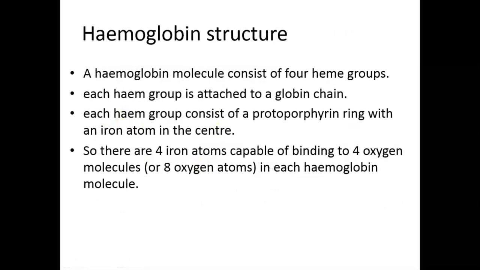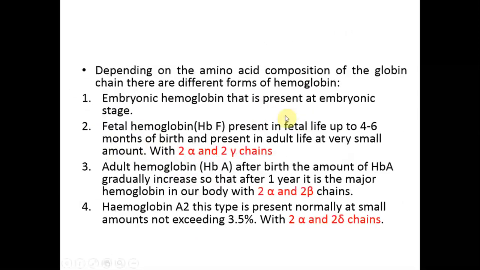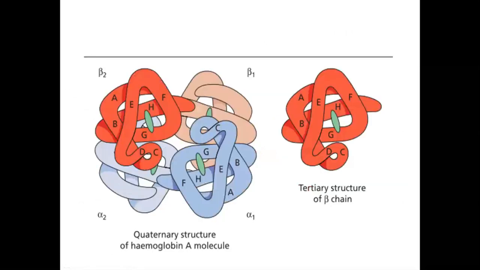Now, the structure of hemoglobin: it consists of 4 heme groups, and each heme group is attached to a globin chain. The heme group consists of a protoporphyrin ring with an iron atom in the center. So where is the iron in hemoglobin? It is in the center of the protoporphyrin ring, which is the heme group. And each heme group is attached to a globin chain, which is a sequence of amino acids. We will look at its shape so that it is clear to you.